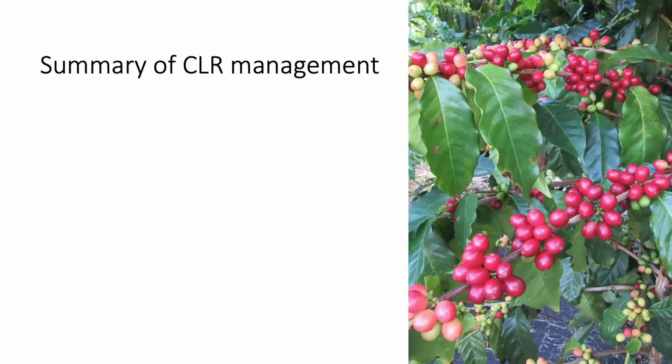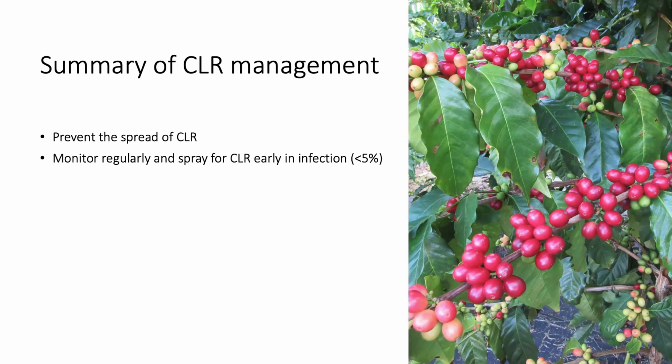Coffee leaf rust is new, and so it's a learning process on how to best manage this disease. I'll go through 6 points to try and bring it all together in a summary. Managing new pests and diseases is expensive and can be devastating to businesses and industries. We should all help to prevent the spread of coffee leaf rust by following sanitation practices and quarantine regulations. Growers should be monitoring for initial infections and spraying early on in infection for more effective management of the disease.